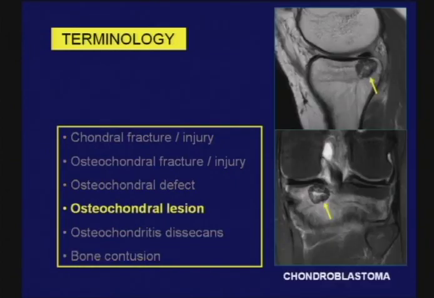Let's get rid of one of these right away. An osteochondral lesion, to me, could be anything. I mean, it could be a chondroblastoma. It could be a giant cell tumor. So if you're dealing with a post-traumatic abnormality, get rid of osteochondral lesion, because the orthopedic surgeon may think you're describing a tumor. So we're going to get rid of that one.